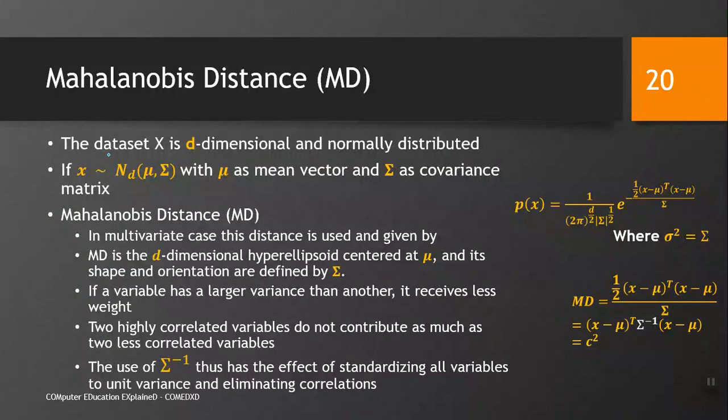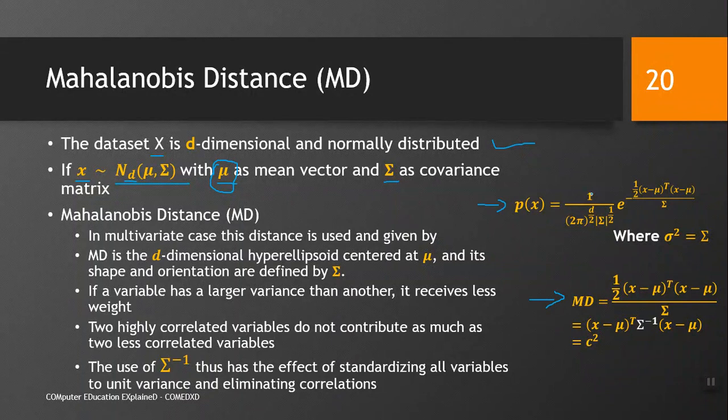Mahalanobis distance, where x is d-dimensional and normally distributed. One fact about Mahalanobis distance: if x is normally distributed d-dimensional data with mu as the mean vector, which is a group of means for each feature, and this is the covariance matrix, the Mahalanobis distance could be given as this. In multivariate cases this distance is used and given by this formula, right. We will work with this formula in multidimensional data.